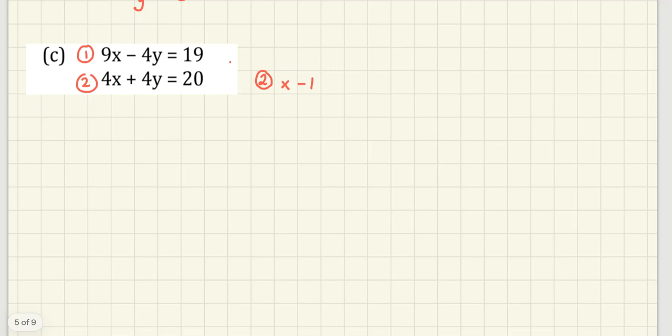So equation number 1, and I always do this, by the way, I always rewrite everything out. So equation number 1 is still 9x minus 4y equals 19. But what's equation number 2 now? Well, if I multiply everything by -1, this becomes a minus, this becomes a minus. So I've then got minus 4x minus 4y equals -20.